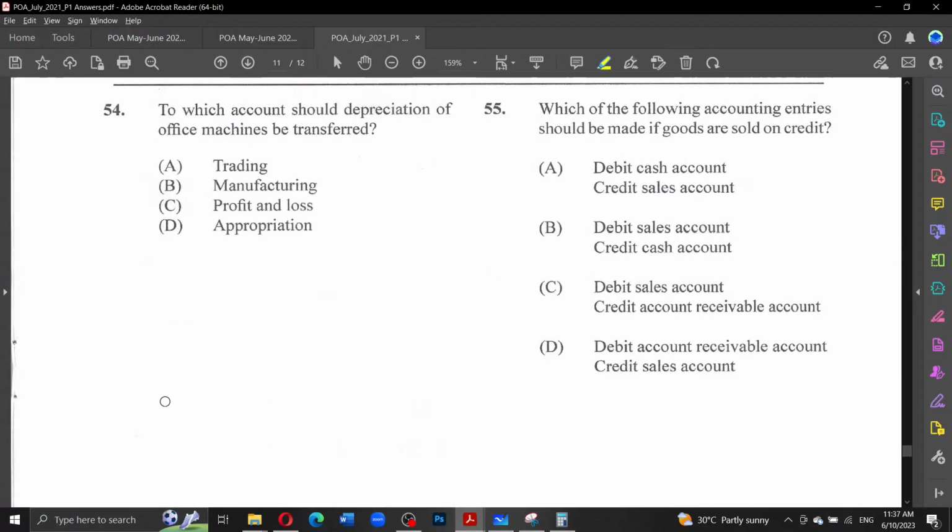To which account should depreciation of office machines be transferred? This here, depreciation is an expense, so it's going to go in the profit and loss account. Which of the following accounting entries should be made if goods are sold on credit? Goods are sold on credit. So if you're selling goods on credit, which means you are now having a receivable, which is an asset. So you'll debit the accounts receivable, and you credit the sales. Remember, sales always have a credit value because sales is an income.